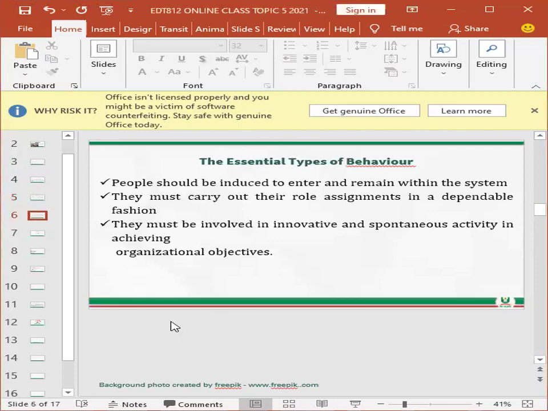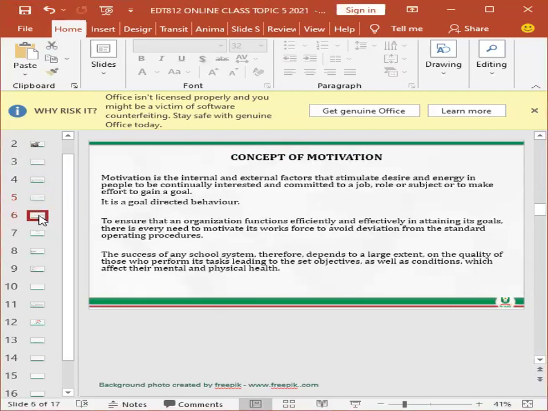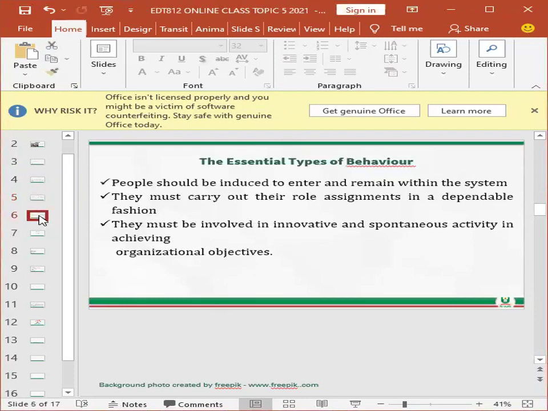The essential types of behavior. One, people should be induced to enter and remain within the system. They must carry out their role assignments in a dependable fashion. And they must be involved in innovative and spontaneous activity in achieving organizational objectives.